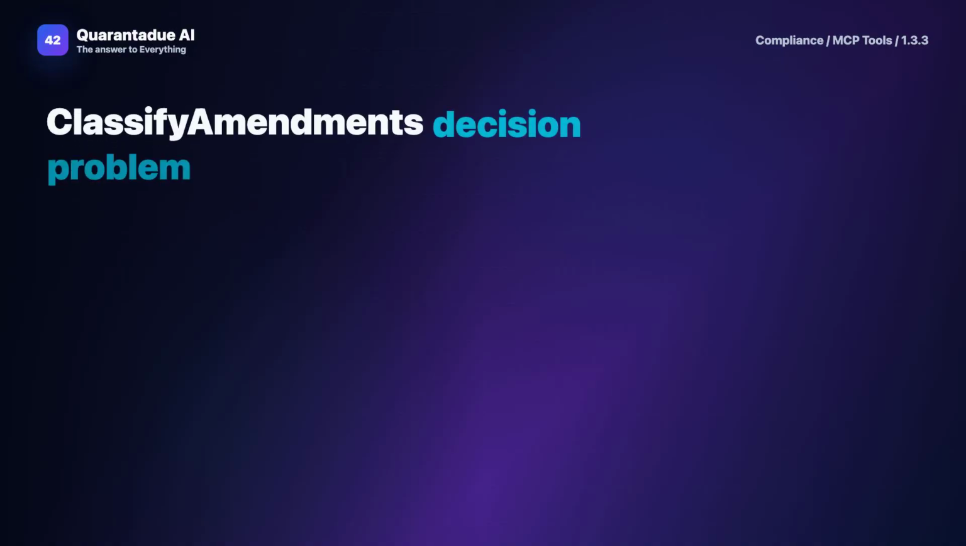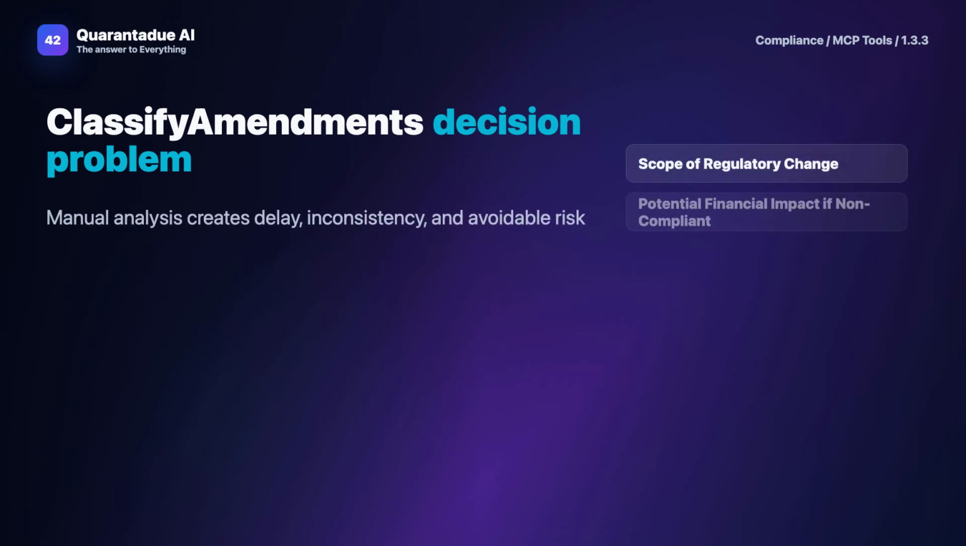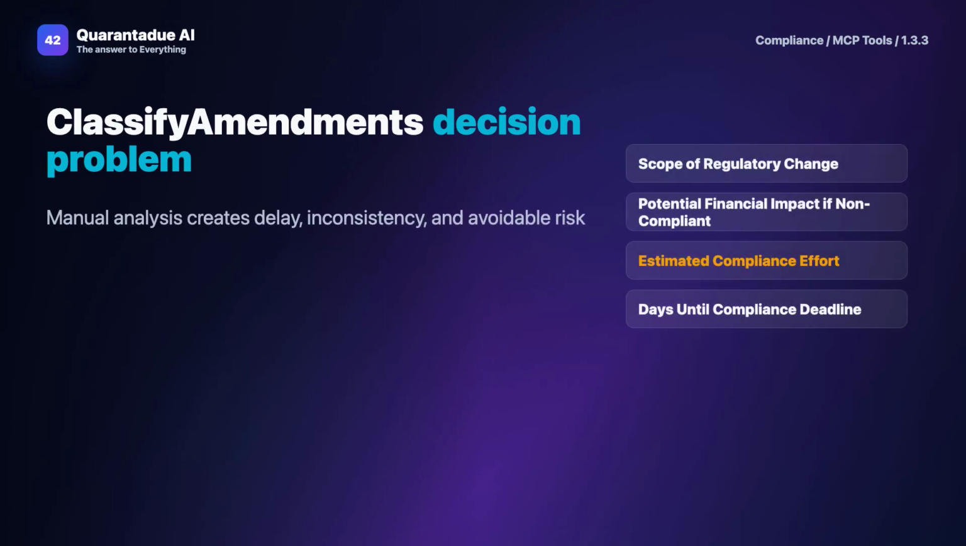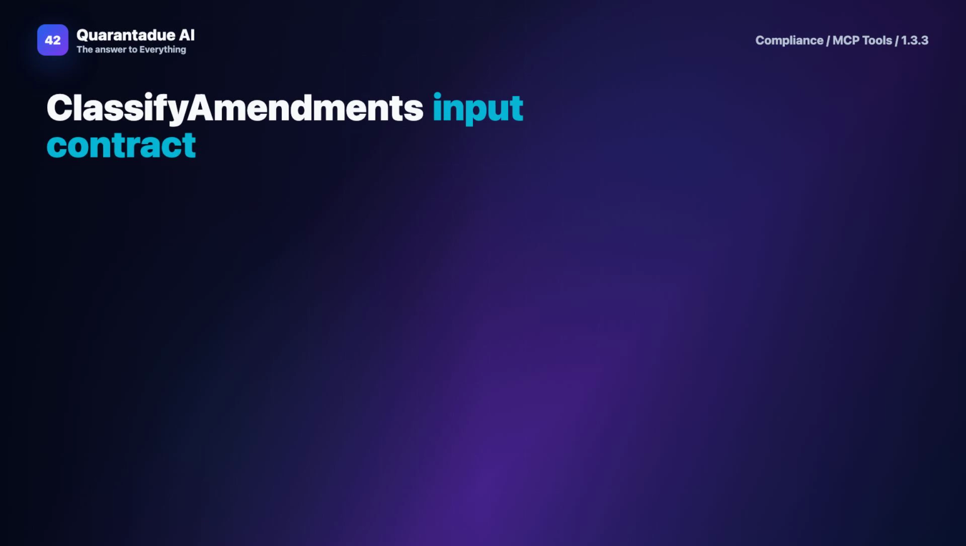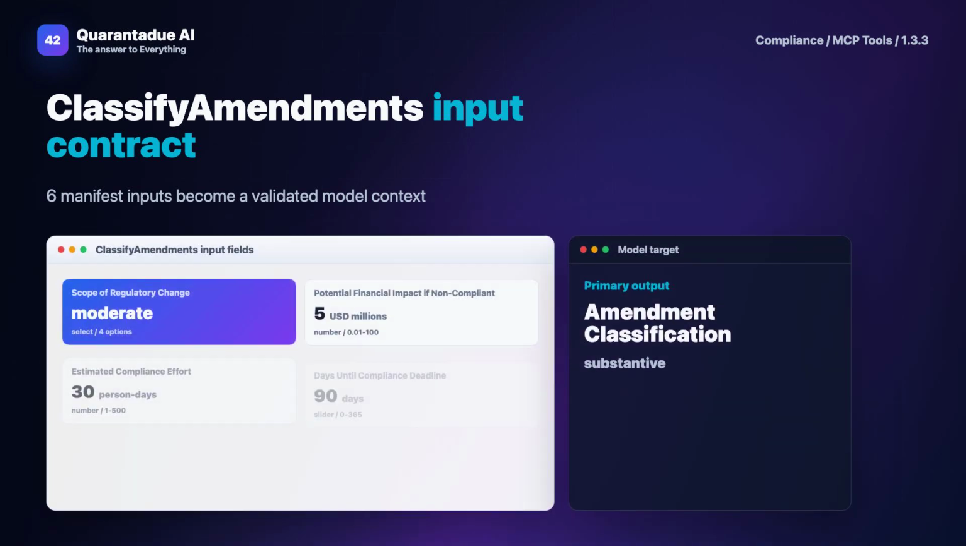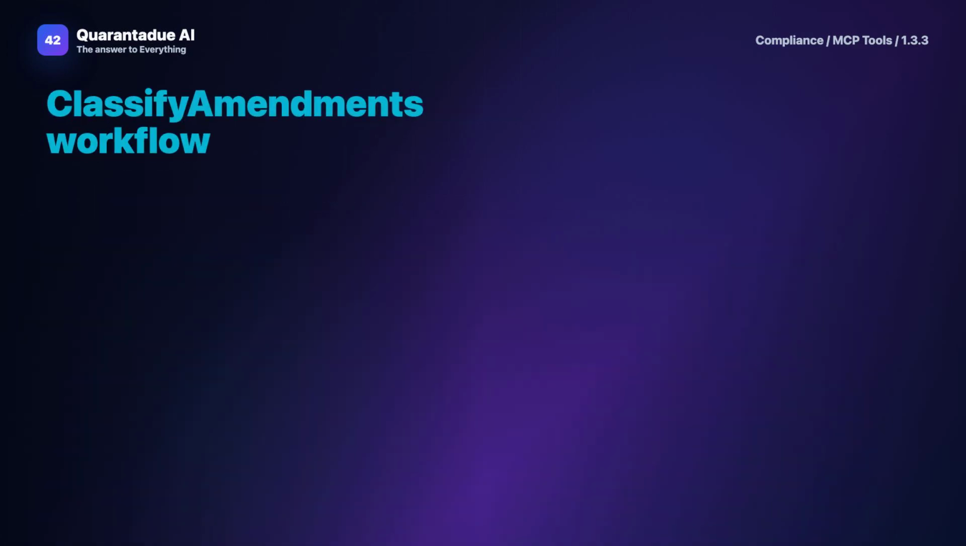Classify amendments narrows that process into a repeatable model so teams can compare cases without rebuilding the logic each time. Classify amendments starts with a defined input contract. Typical inputs include scope of regulatory change, potential financial impact if non-compliant, estimated compliance effort, days until compliance deadline, and jurisdictional complexity. Keeping these fields explicit reduces ambiguity and makes every run easier to audit.